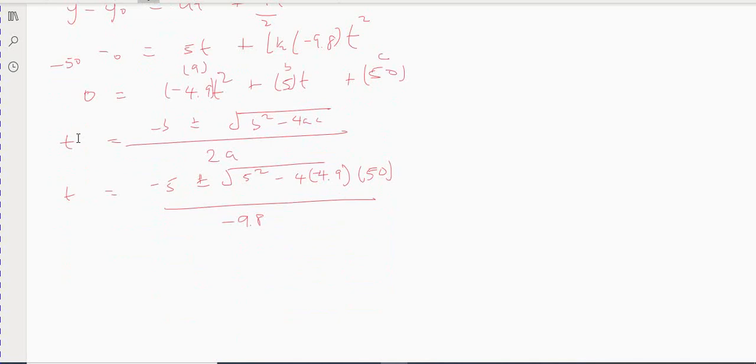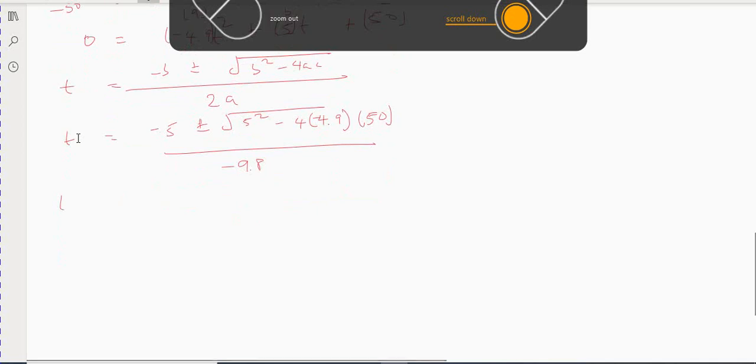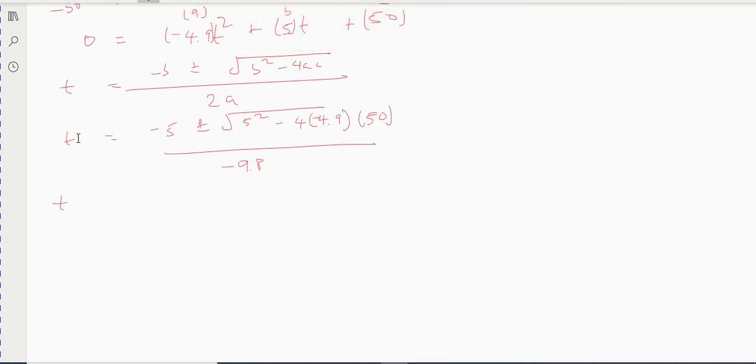So t is going to equal negative 5 plus or minus. Alright, come on, graphical pencil. Making my thing messy right now. Okay, let's try again.